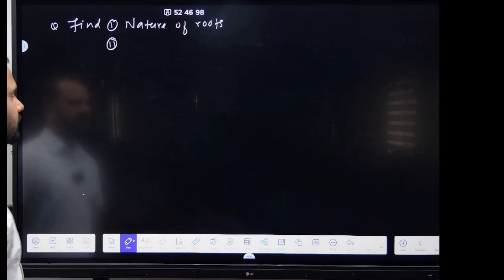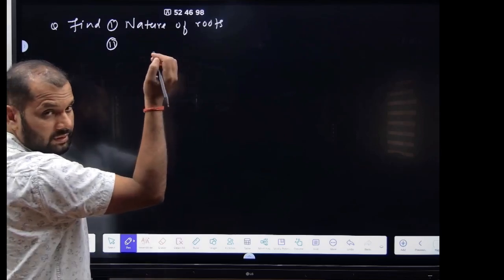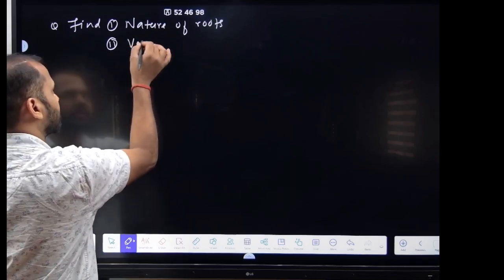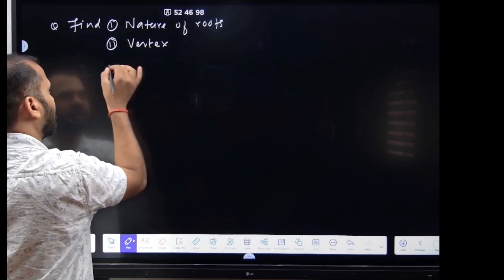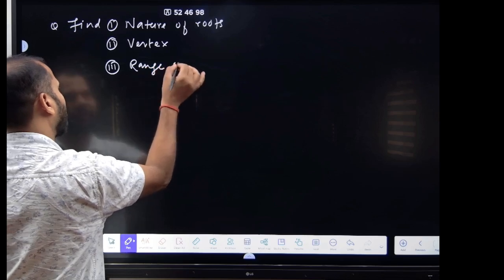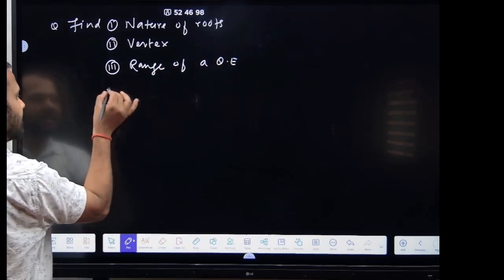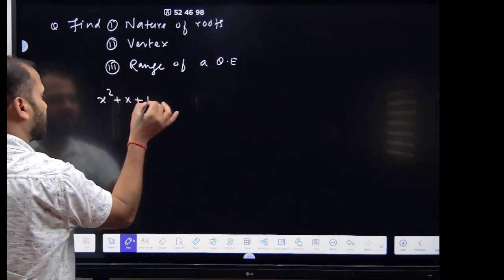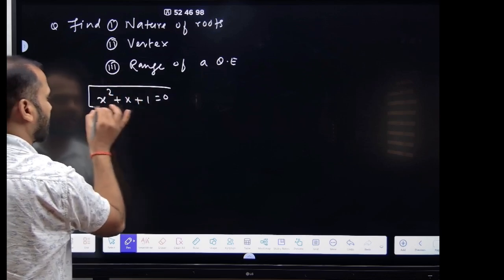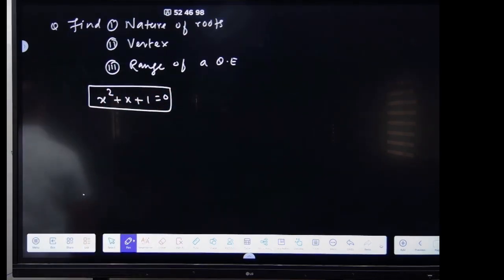Second, vertex. Third, range of a quadratic equation. The equation is x square plus x plus 1 is equal to 0. This is the quadratic equation.